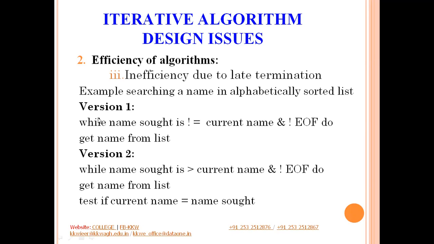So you know already that your list is sorted. So there is no point in searching for something that starts with B if you have already crossed B. There is no point scanning the entire list, because you know that it will not be there in the list, right? So that is inefficiency due to late termination.